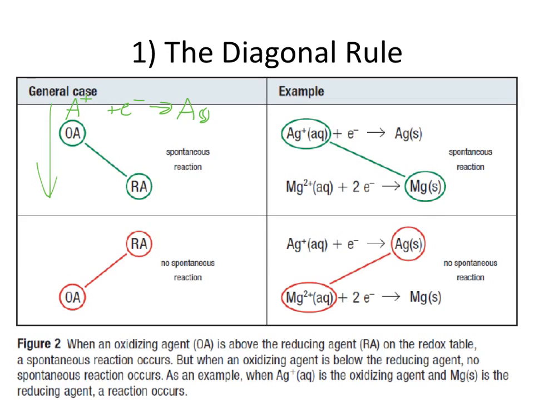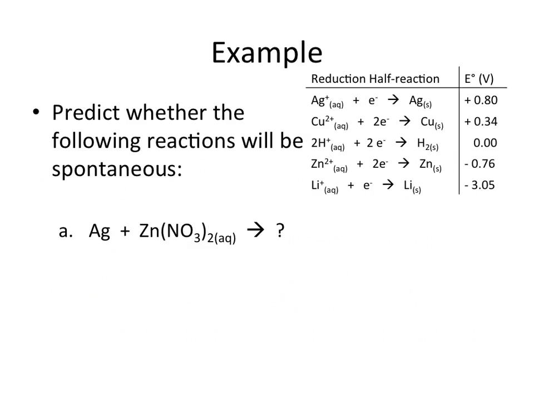If we're trying to predict whether something will react with something else, we just find it on the list. If our oxidizing agent is higher than our reducing agent, you're going to have a spontaneous reaction. However, if it's the opposite, and your oxidizing agent is lower than your reducing agent on the table, you're going to have a non-spontaneous reaction. We're not going to have a reaction. It's just not going to happen.